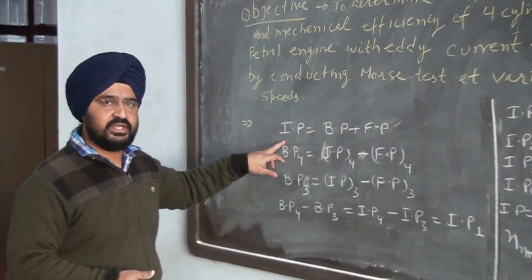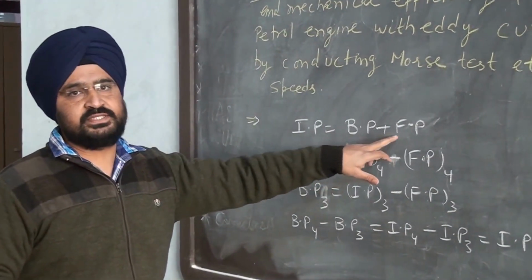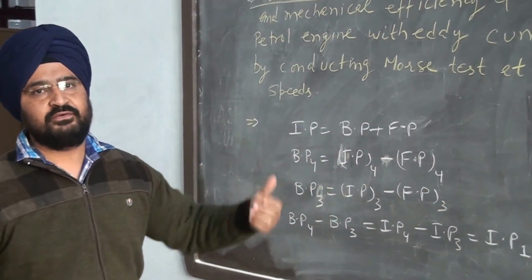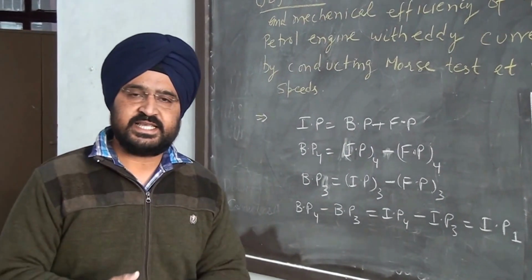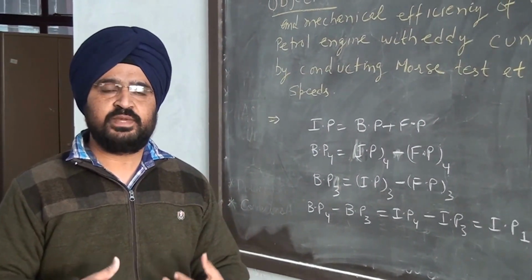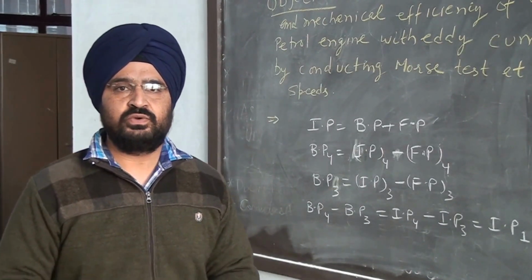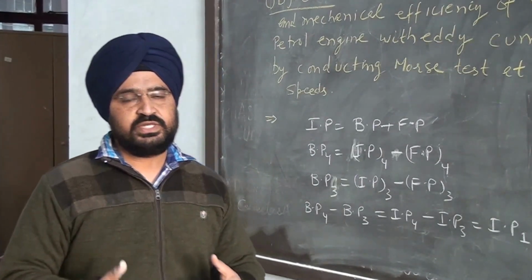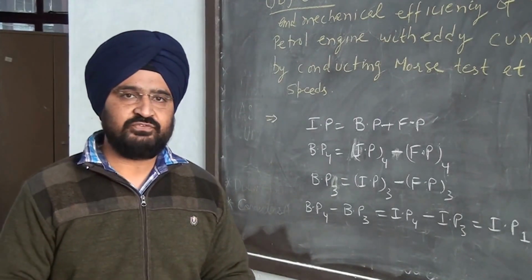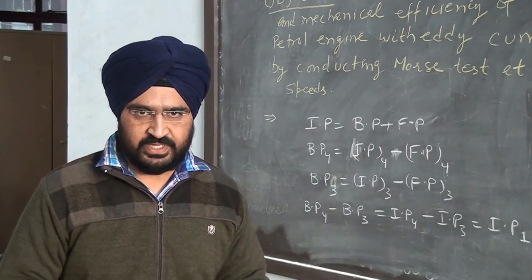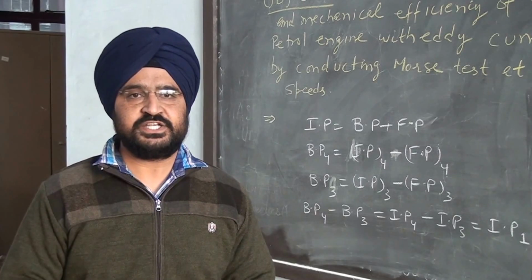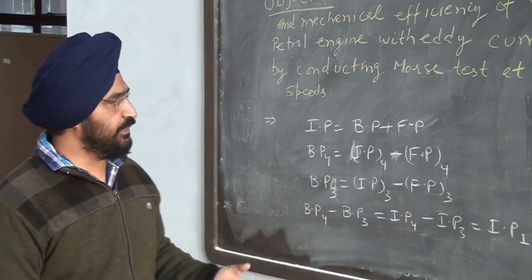Now what is indicated power? Indicated power is further equal to brake power plus the frictional power, because the actual power inside the engine may not be able to be fully transmitted at the wheels, or at the shaft. The power available at the shaft is called the brake power, BP.